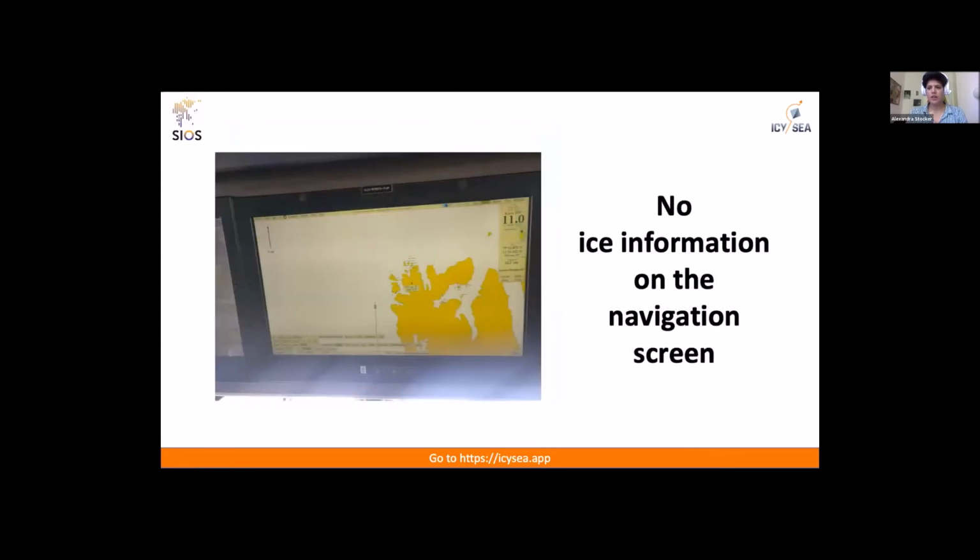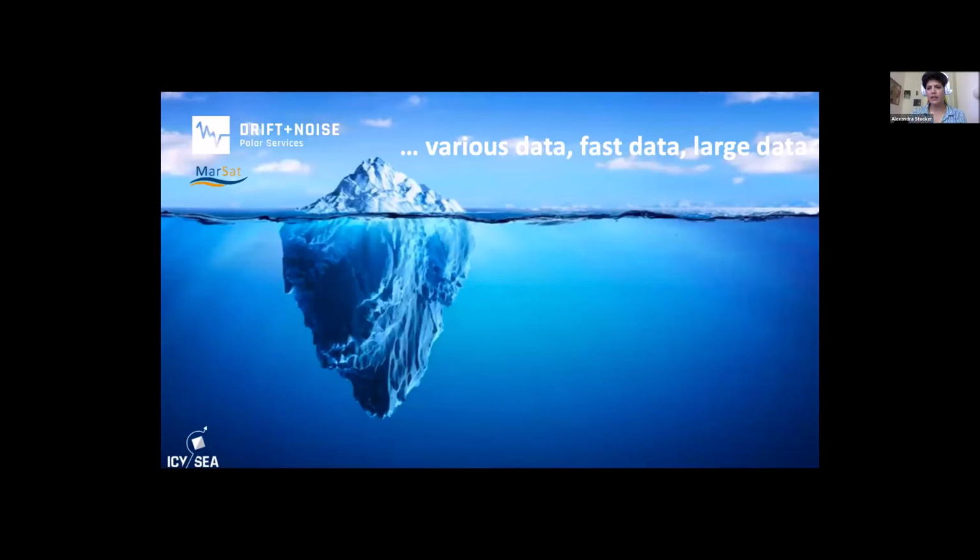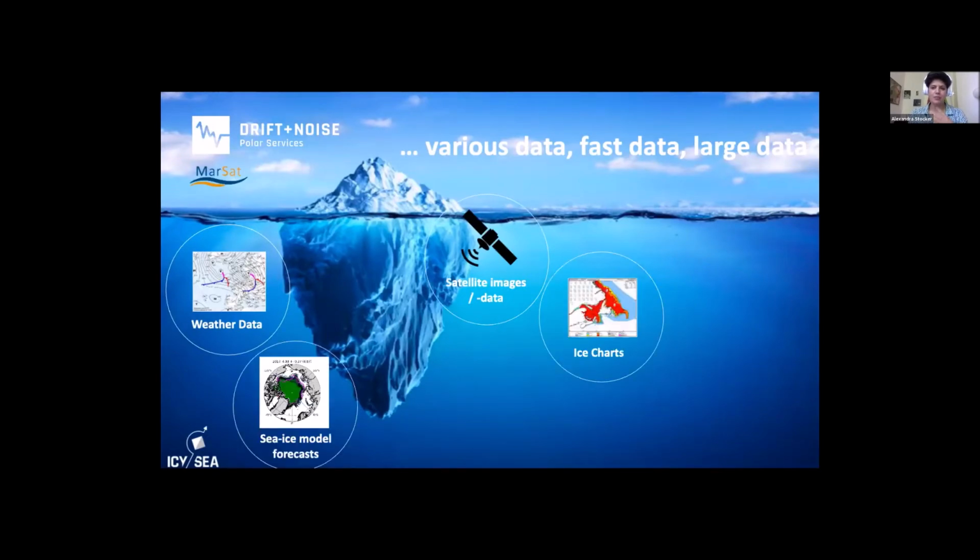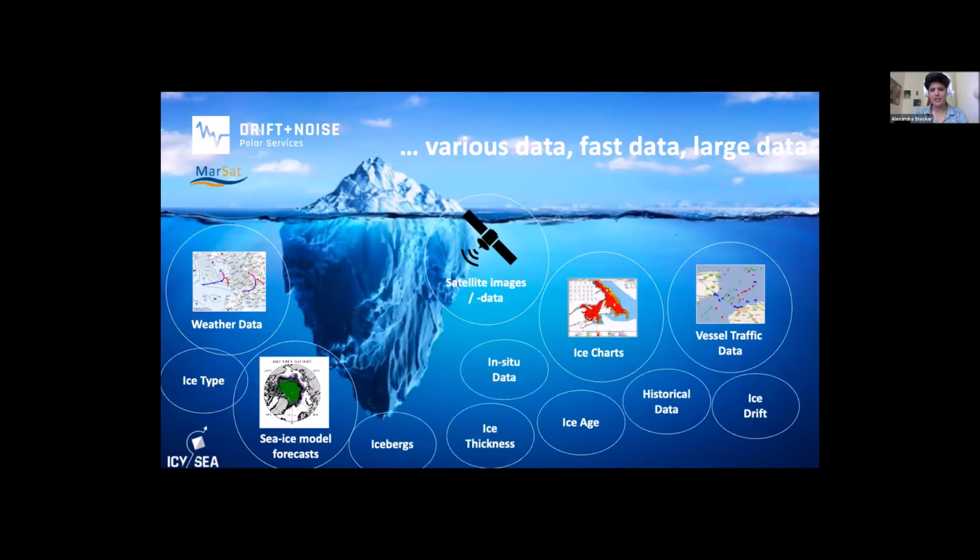So kind of the reason why IcySea started was with my colleague Lasse Rabenstein. He was on board a vessel around Svalbard, and there was no ice information on the navigation screen. This is what they saw, and he kind of had the idea of, wouldn't it be great to actually see near real-time sea ice information directly. So while navigating in the Arctic, you need the weather data, sea ice satellite images, ice charts, forecast, and much more. So with IcySea, we focus on satellite images, sea ice concentration, and ice drift forecast.